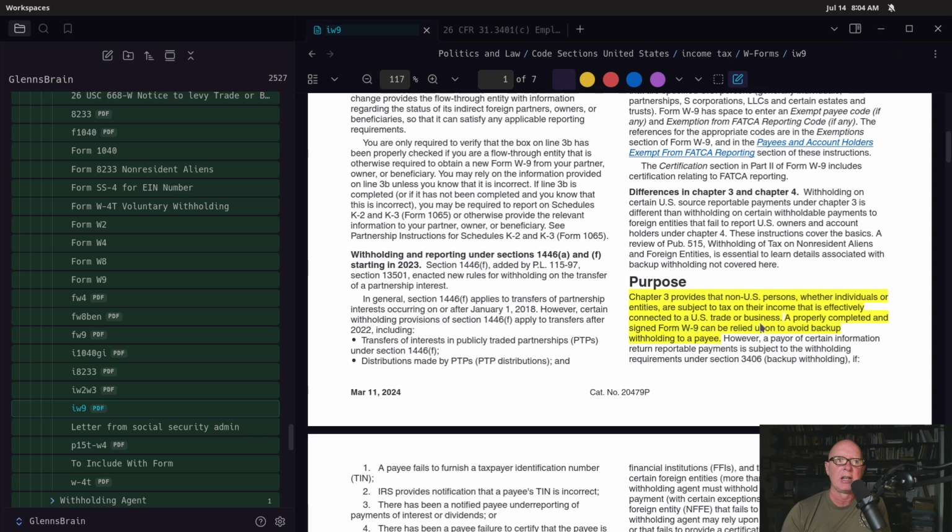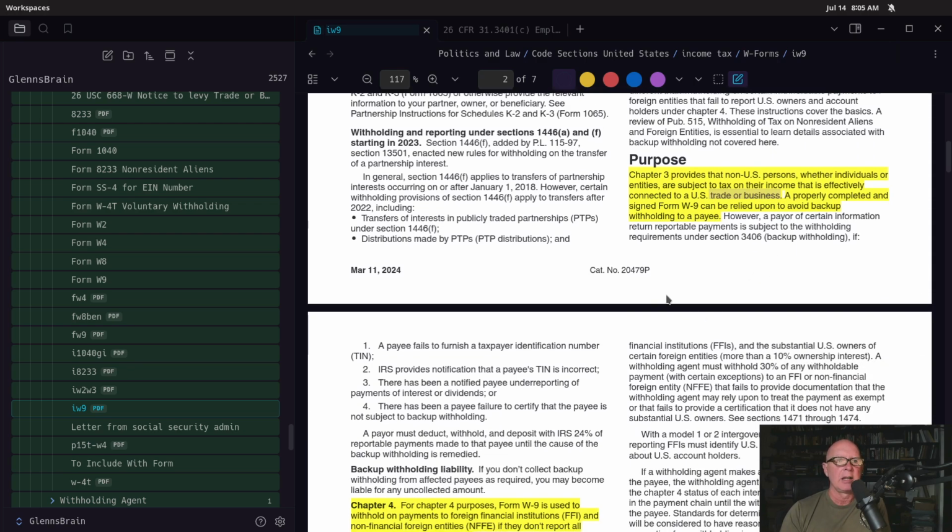Trade or business. So remember how they define the United States. Trade or business we haven't even gotten to yet, but this is basically saying that if the person is not getting payroll deductions taken out of their payroll, then they're supposed to fill this out. A properly completed and signed Form W-9 can be relied upon to avoid backup withholding, and we're going to get to that in another video.